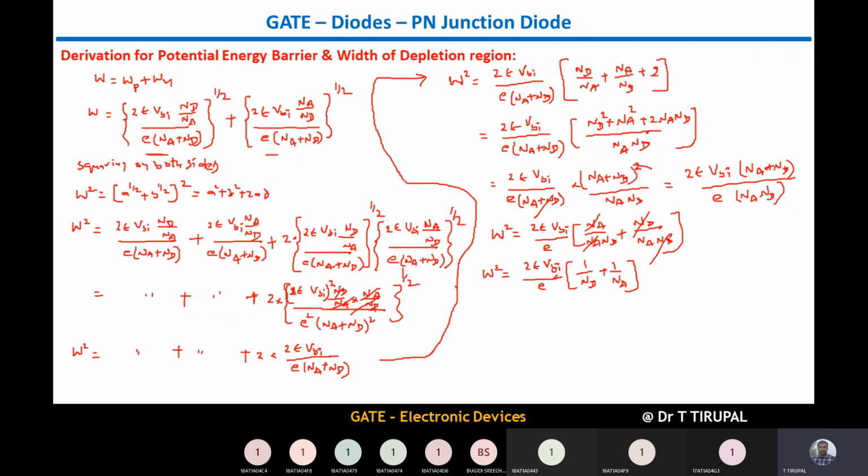So this is W square. But what is W? W is equal to square root of 2 epsilon VBI by E into 1 by ND plus 1 by NA. This is the answer for width of depletion region. Total width of depletion region is equal to 2 epsilon VBI by E into 1 by ND plus 1 by NA. Now here, what is this built-in potential?